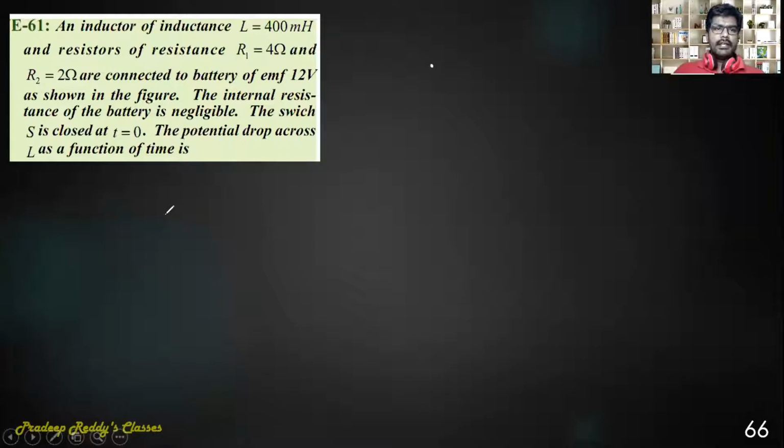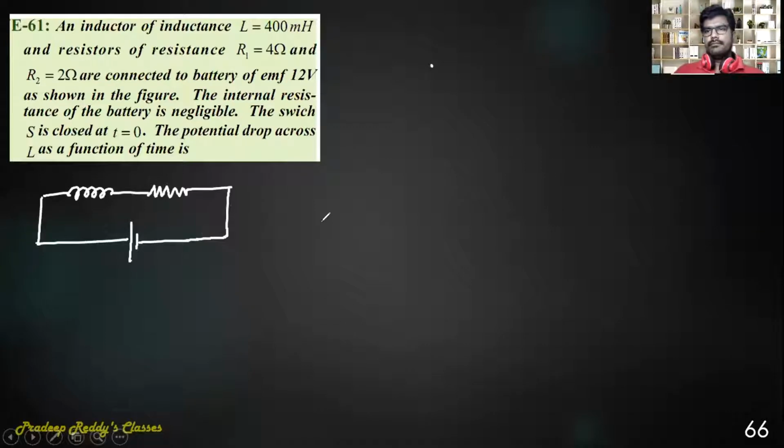So inductor and resistor. There is an inductor. There is a resistor. Both are connected to a battery. We are taking these two in series. These are connected to the battery. So as the figure is not mentioned, I am taking that these two are connected in series. It is inductor L and this is resistance R1 and resistance R2.